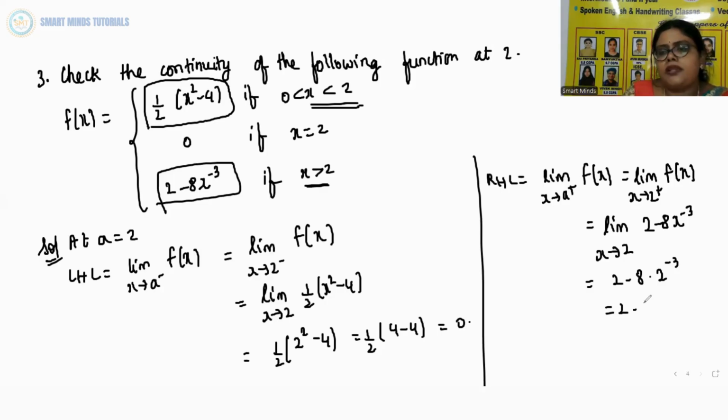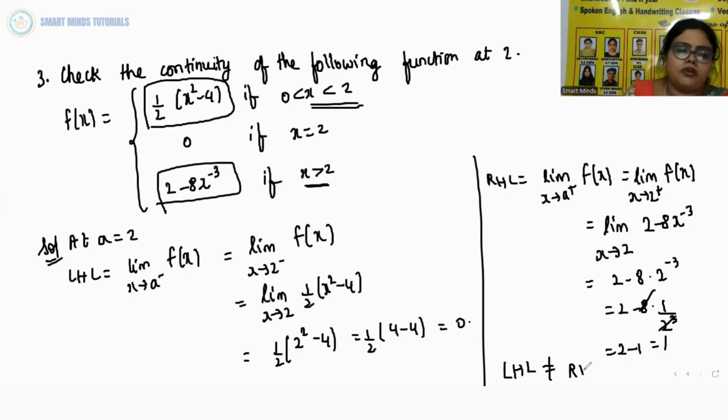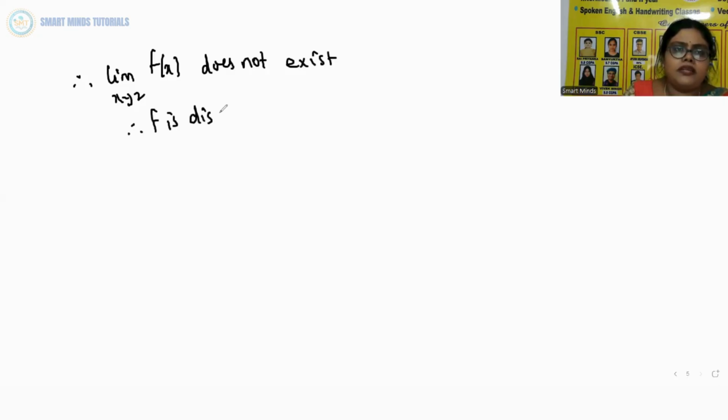So that is 2 minus 8 into 1 by 2 cube. 2 cube is 8. 8 and 8 cancel. So 2 minus 1 is 1. So you can see left hand limit is not equal to right hand limit. Therefore, limit x tends to 2 f of x does not exist. Limit does not exist. Therefore, f is discontinuous at 2.